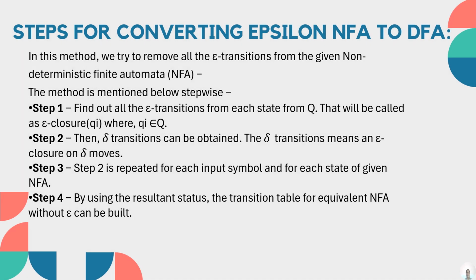First, we look at the steps for converting epsilon NFA to DFA. In this method, we try to remove all the epsilon transitions from the given non-deterministic finite automata. The method is mentioned below.